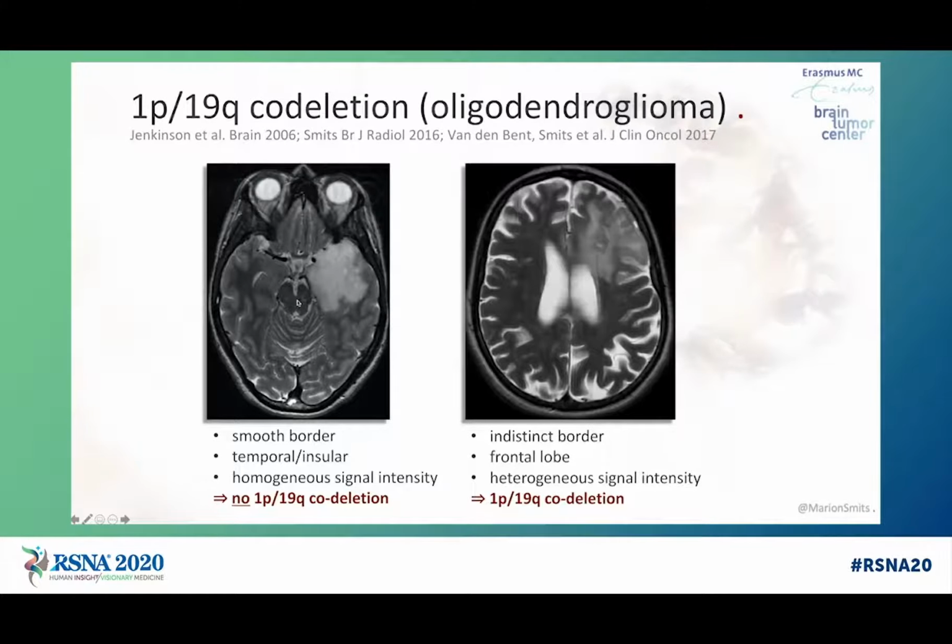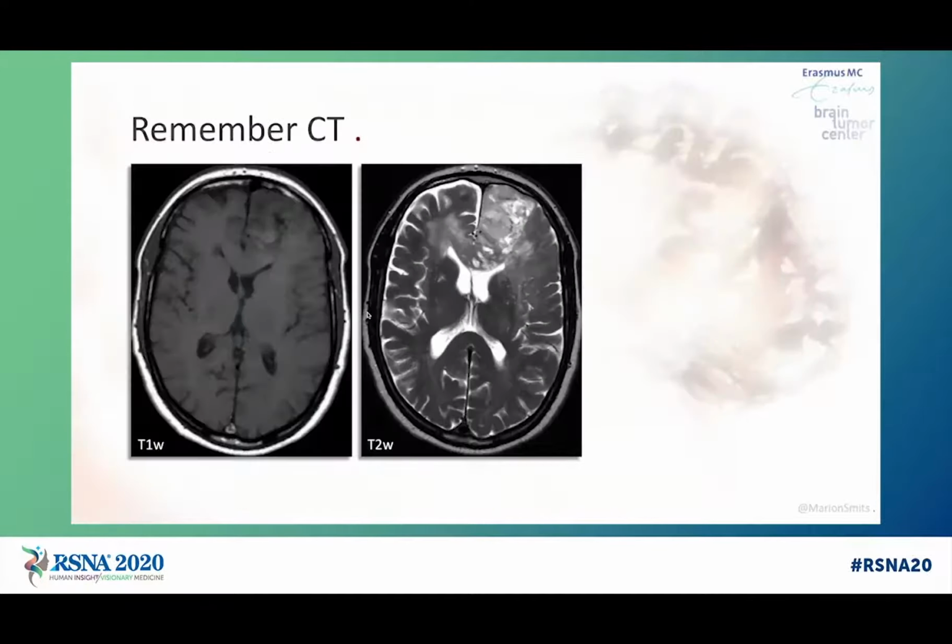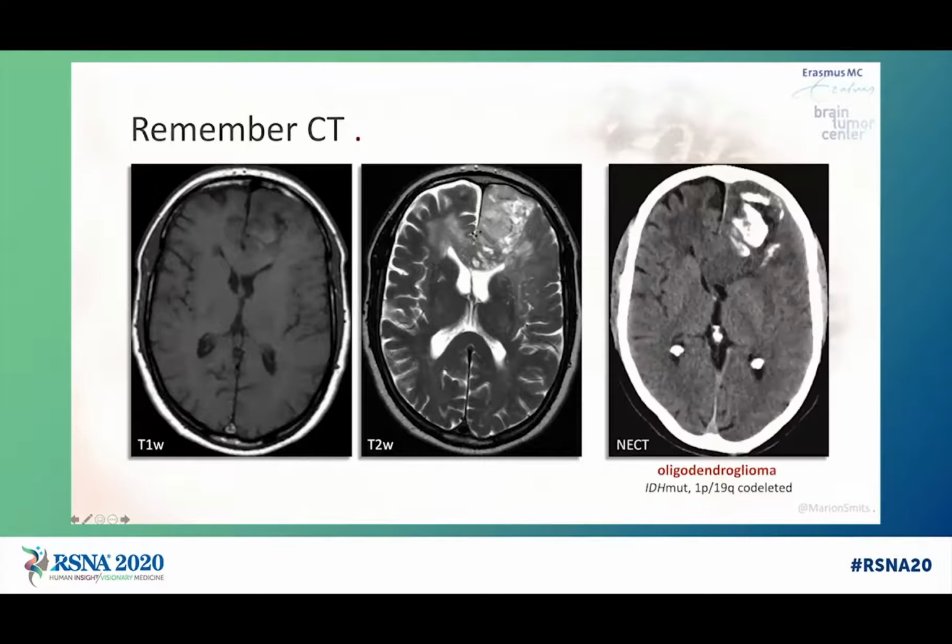Compare that with a 1p19q intact astrocytoma here on the left, with a very smooth, well-defined border, a preferential temporal or insular location, and very homogeneous signal intensity. Also, don't forget the other hallmark feature of oligodendroglioma, which you can easily miss on MRI: calcifications. So CT can be really helpful in these cases where the tumor looks really wild on MRI, and CT will basically help you with the diagnosis of oligodendroglioma.